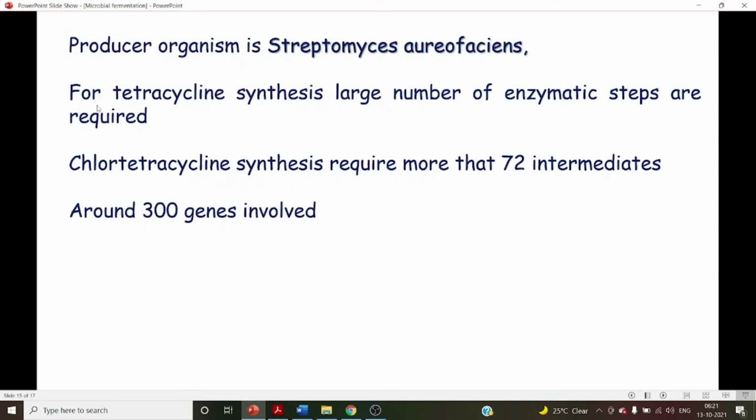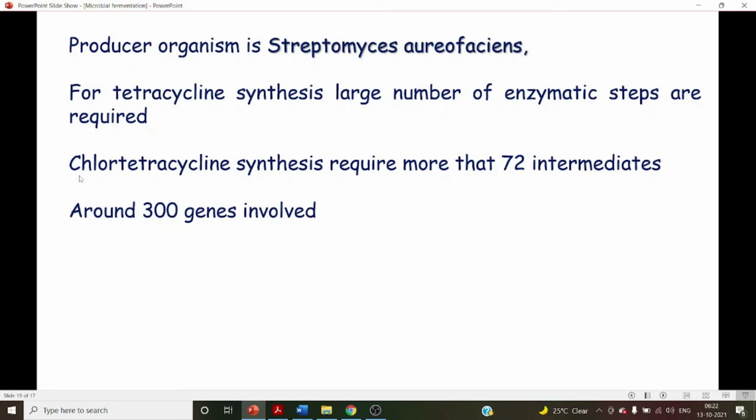Now, for the commercial production of tetracycline, chlortetracycline, Streptomyces aureofaciens is used. It is a strain which is used for commercial production of tetracyclines. For tetracycline synthesis, a large number of enzymatic steps are required. Tetracycline production is a complex metabolic process, so a large number of enzymatic steps are required.